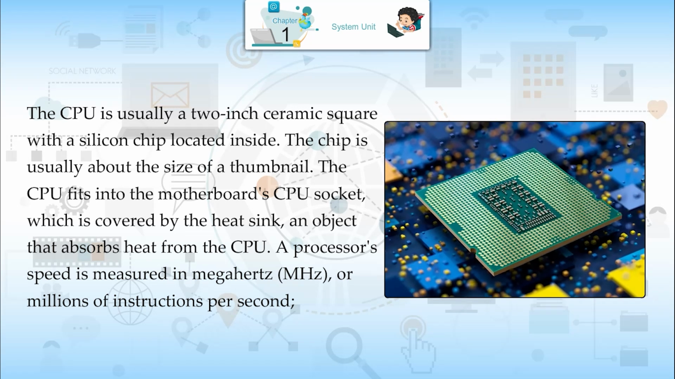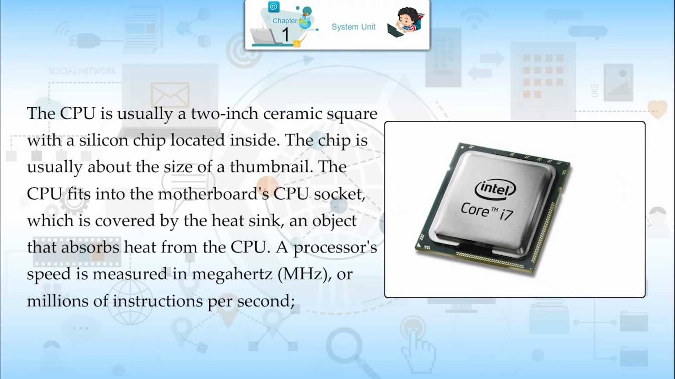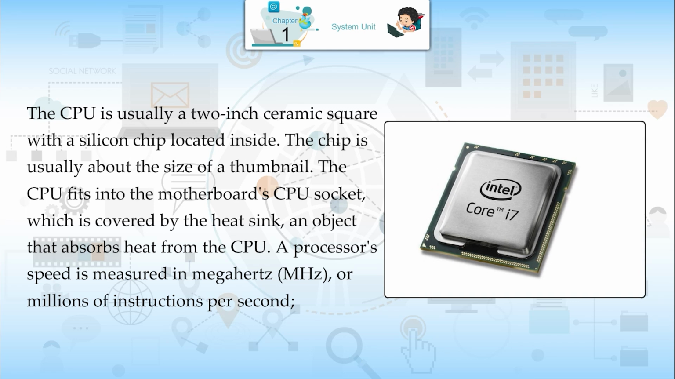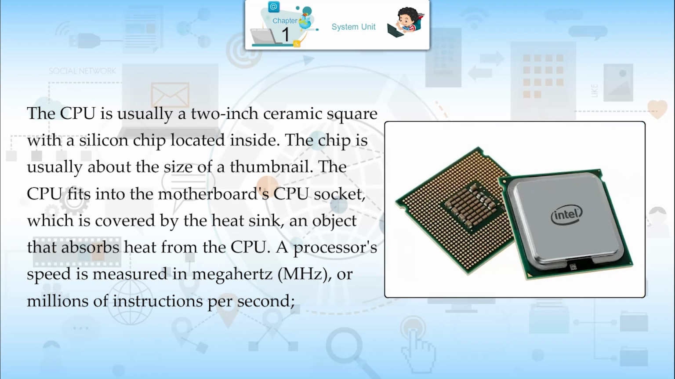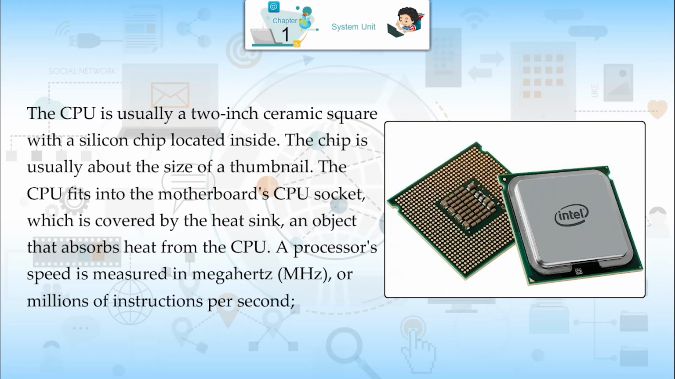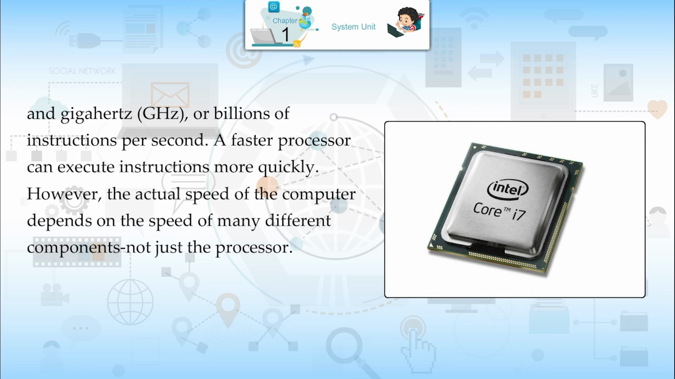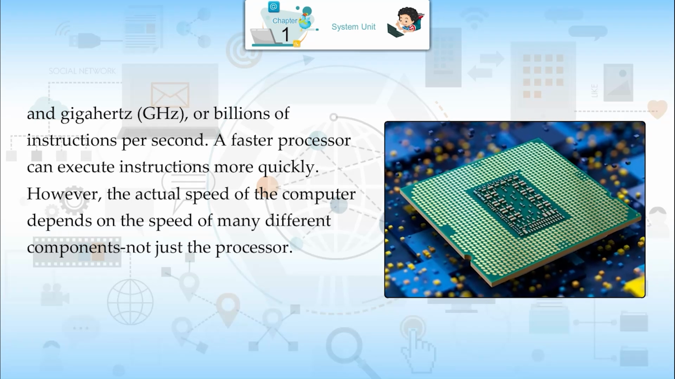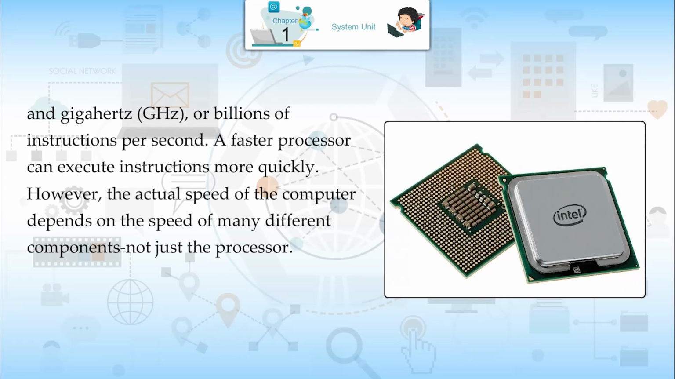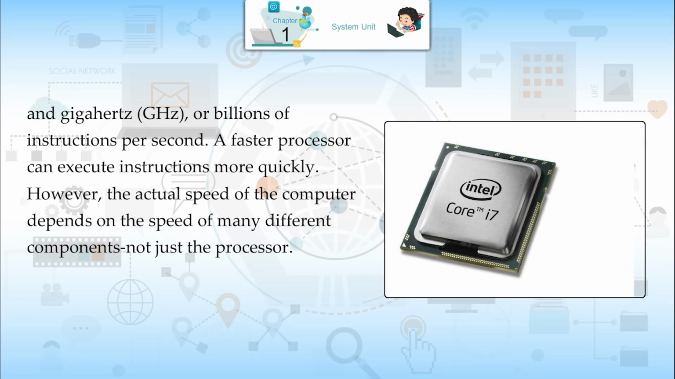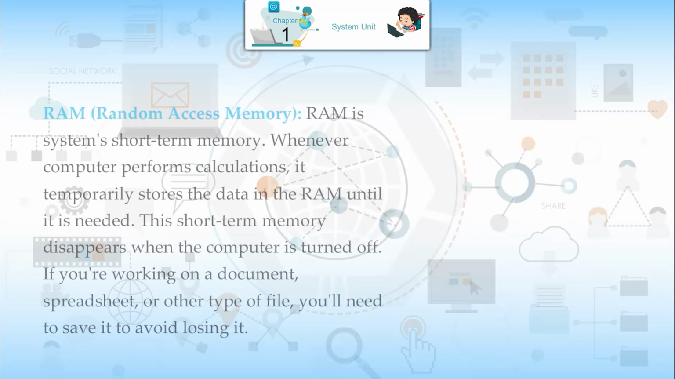The CPU fits into the motherboard CPU socket, which is covered by the heat sink, an object that absorbs heat from the CPU. A processor's speed is measured in megahertz, MHz, or millions of instructions per second, and gigahertz, GHz, or billions of instructions per second. A faster processor can execute instructions more quickly. However, the actual speed of the computer depends on the speed of many different components, not just the processor.